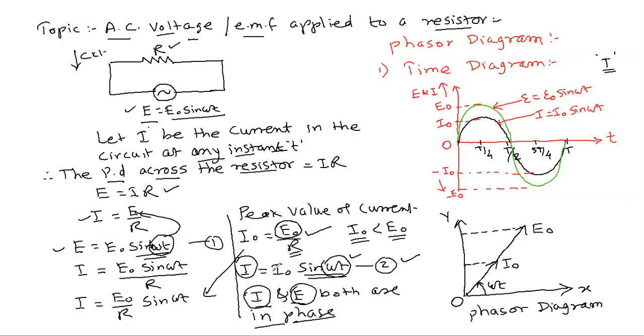So here we got the value of the current and voltage. They are in phase because both are sinusoidal functions, both having sine of omega t. So E and I are both in the same phase. This is the time diagram in which we have represented the current and voltage and their respective values. This is the peak value of the EMF, this is the peak value of the current, and this is the peak value of the voltage to the negative y-axis.